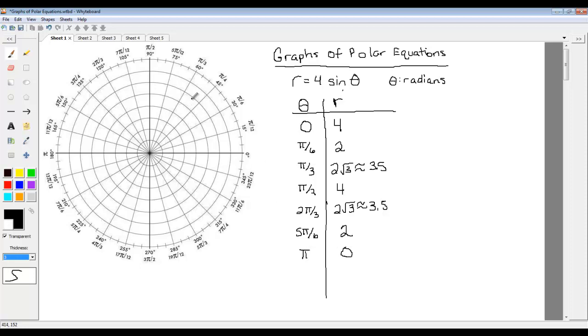Okay, and let's plot those and see what we got so far. Theta is 0, that's the polar axis. 4 means we're going to go out 1, 2, 3, 4 circles there. Then pi over 6 is here, and we're going to go out 1, 2. Pi over 3 is here, and we're going to go out 1, 2, 3, around 3.5. Pi over 2, we're going to go out 1, 2, 3, 4.